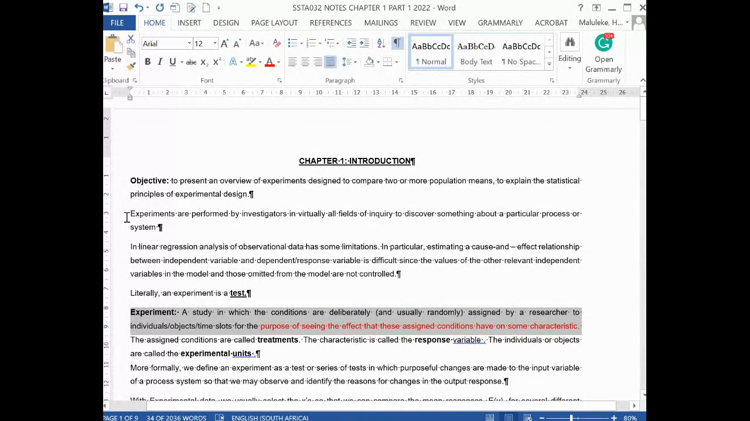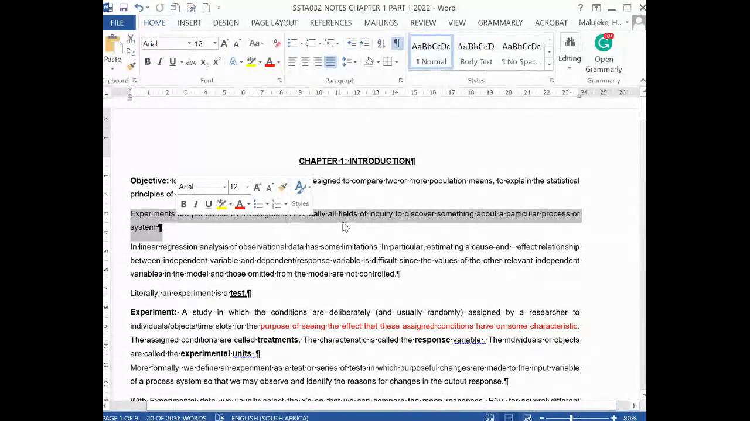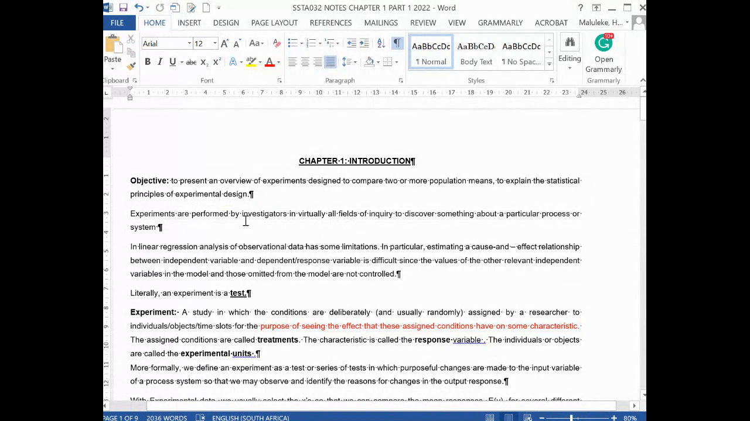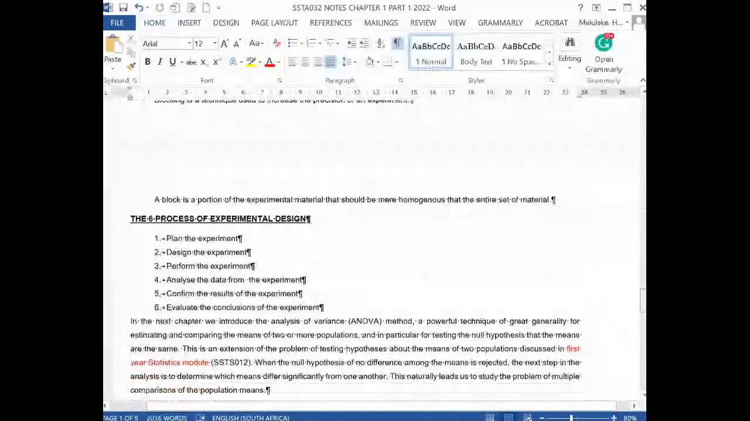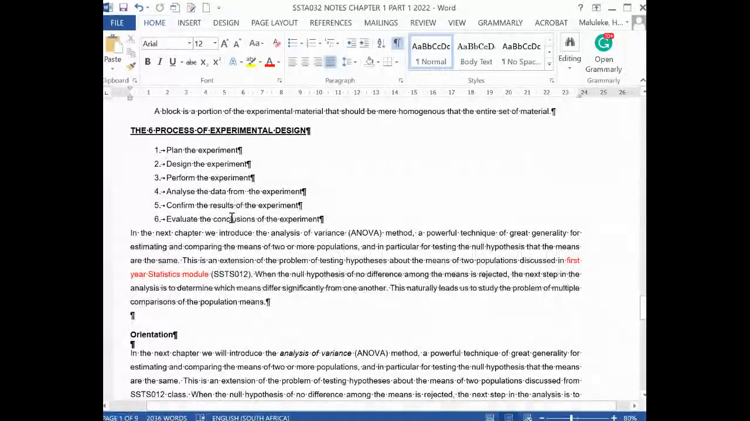Or we can check the first one. Experiments are performed by investigators in all fields of inquiry to discover something about a particular process or a system. So that's what we want to do now. Based on the example that I gave you last week, I said if you want to conduct an experiment, you will need these 6 processes.